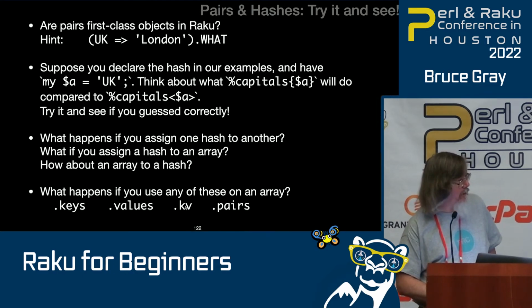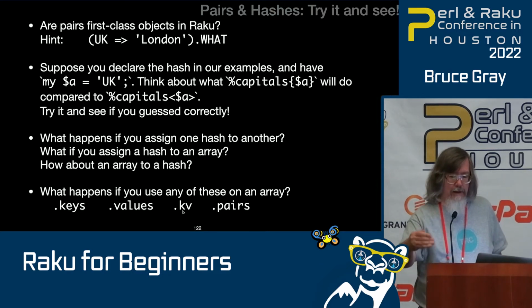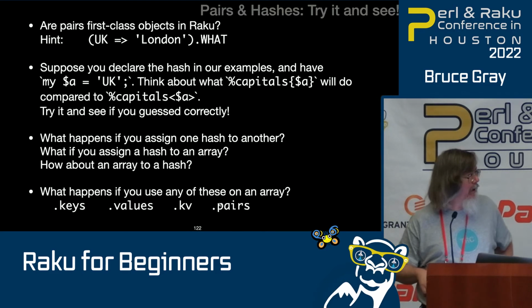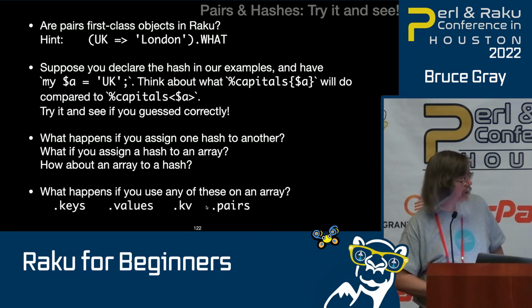And these do what you would think. KV gives you a flat 0 first element, 1 second element, 2 third element. And pairs gives you a pair of 0 in the first element and then 1 in the second element, which aren't so useful in Perl, but, well, they don't have that in Perl, but both of those you will use over the course of using Raku.